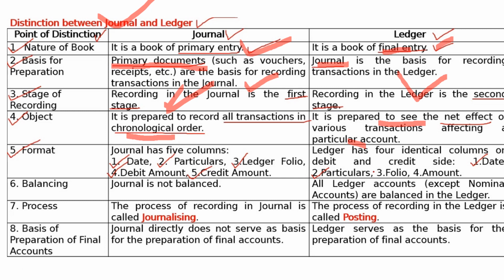What does it mean? That means all the transactions affecting a particular account, say cash, are recorded in the cash account. All the various transactions affecting a particular account, say furniture, are recorded in the furniture account. So that means it shows a net effect of various transactions. How? Because if you remember, we discussed in the ledger about balance c/d and balance b/d.